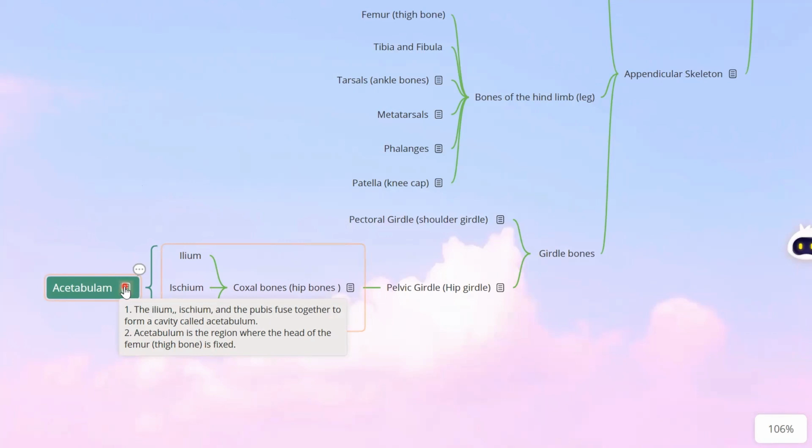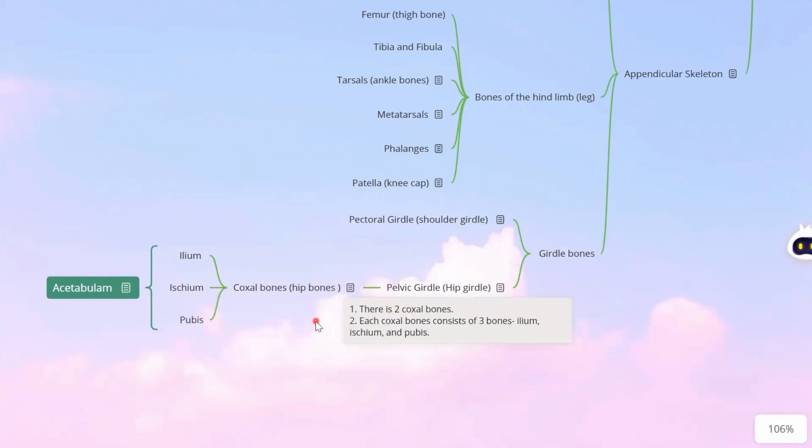So where is the acetabulum? This also might be asked in match-the-following questions, where in block A it is given as acetabulum, and in block B it is given as pelvic girdle. So we need to match acetabulum with pelvic girdle because this word comes under the pelvic girdle. And acromion comes under the pectoral girdle, and acetabulum comes under the pelvic girdle.